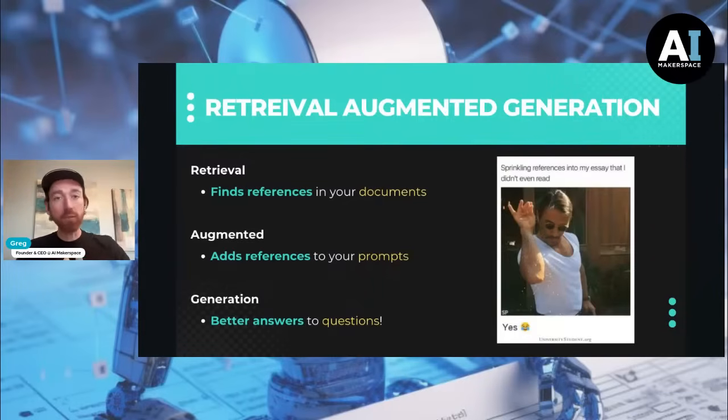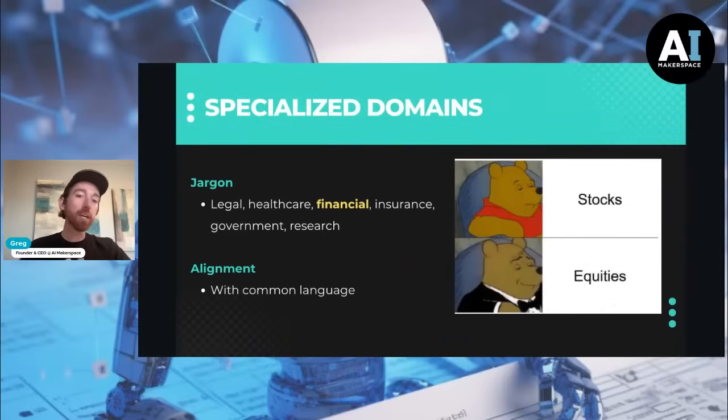Retrieval is about finding references. Augmentation is about adding those references to your prompts. And then generation is about getting better answers because we added those references to the prompts. That's all there is to it. Retrieval augmented generation. Now, this is useful as a first cut, very useful in specialized domains where you have lots of jargon and lots of words that maybe have slightly different meanings than they do in other contexts. And our example today is going to be in the financial domain.